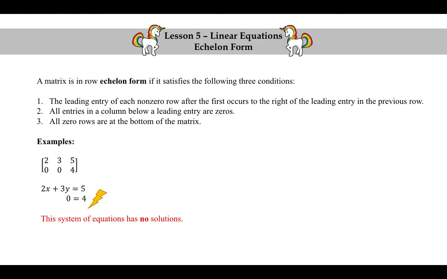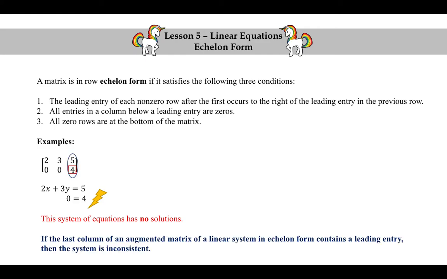solutions. In fact, it's a general theorem that if the last column of an augmented matrix of a linear system in echelon form contains a leading entry, then the system is inconsistent. In this example, the number 4 is a leading entry in that last column, leading to the system of equations having no solutions.